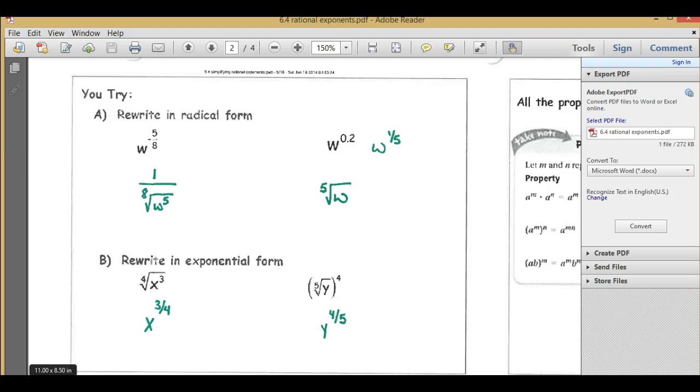Either way is fine. Writing into exponential form, notice it is x to the 3 divided by 4. 3 stays the exponent. 4 then is in the denominator of that exponent. Next one is y to the 4 over 5. So again, just going from one form to the other.